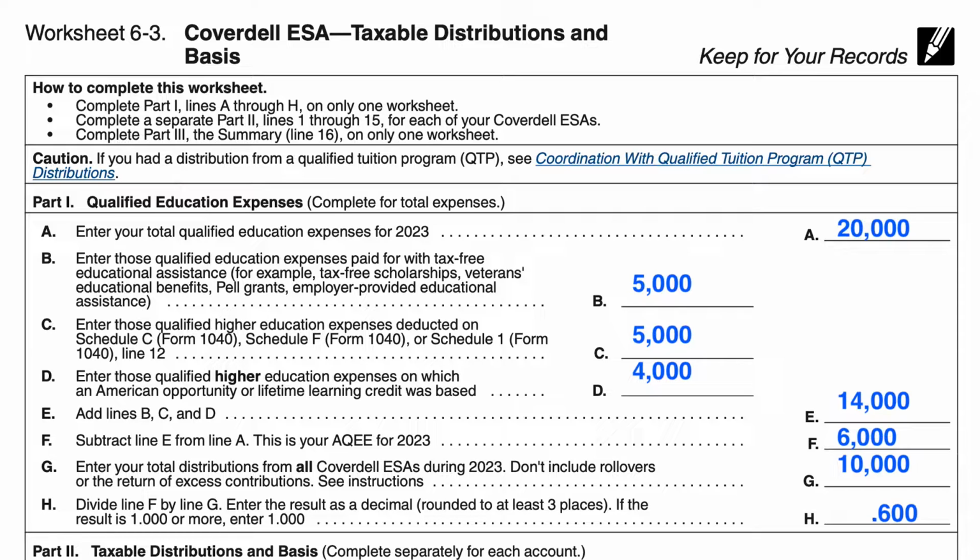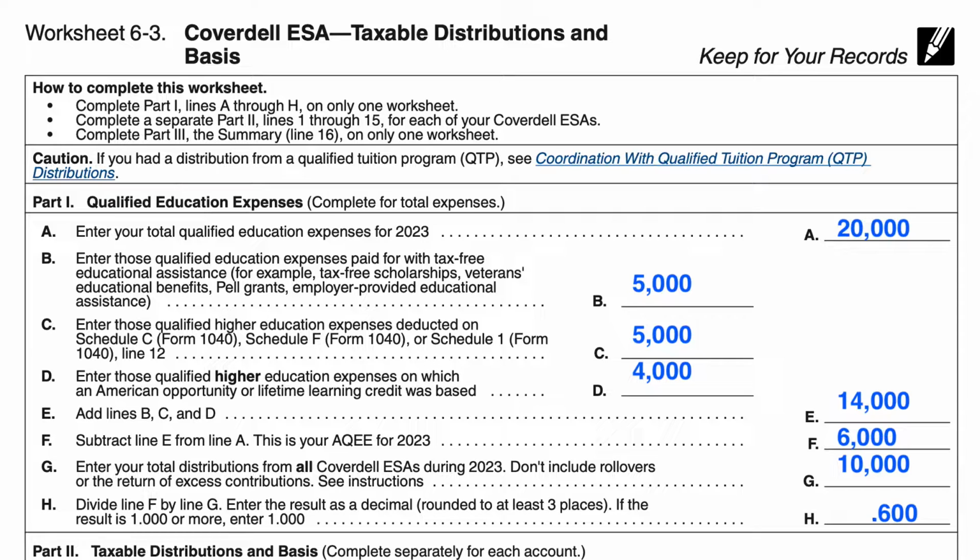So as you know, most of the time your Coverdell ESA, as long as it's used for qualified education expenses, it's all tax-free. However, the amount that you contribute, which is your basis, is the amount that you can pull out at any time tax-free, even if it's not for qualified education expenses. So there are three parts to this worksheet. We're going to cover each of them.